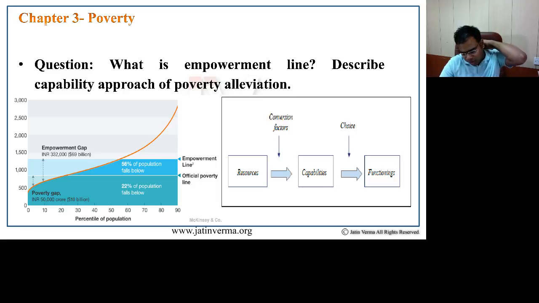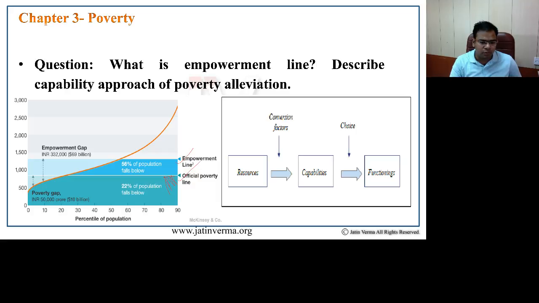So the definition of empowerment line is that it is the estimated minimum level of income that is needed to secure the basic necessities of life. Here I would like to give reference to the graph that I have used. It shows the official poverty line and the empowerment line. The poverty line is the level below which a person would actually be poor.